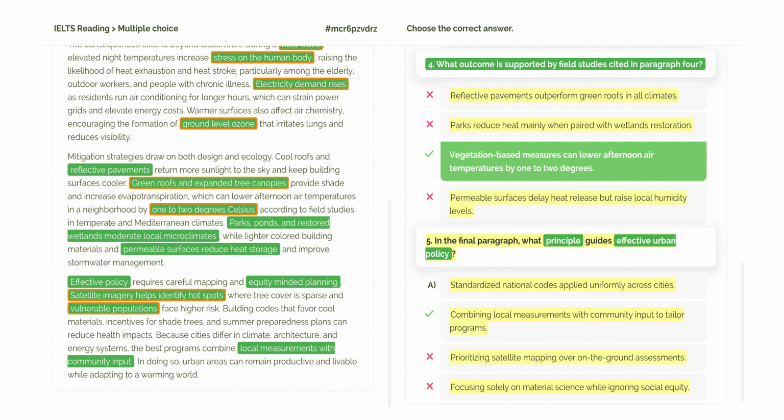So, the principle that guides effective urban policy, according to the final paragraph, is clearly stated. The best approach is not uniform but tailored to specific places, which is perfectly captured in option B.